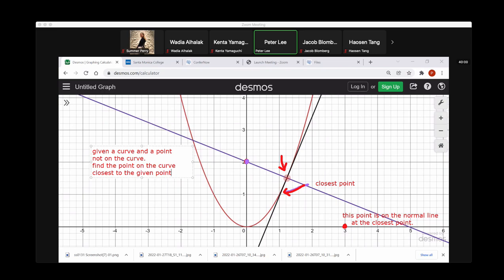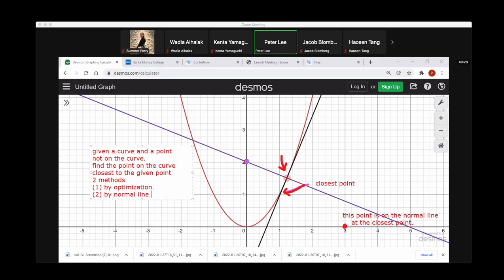In this case, there are two methods. One is by optimization. That's what we studied in this chapter. And the second one is by what? By normal line.